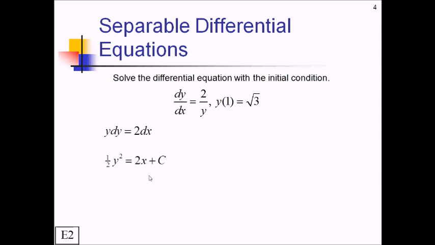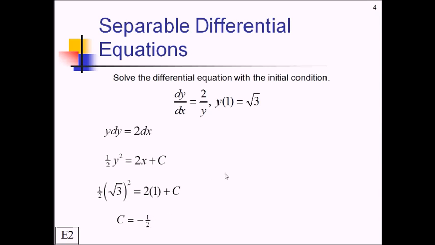Plugging in our initial condition now, we have 1/2 radical 3 squared on the left. On the right, 2 times 1 plus c. So radical 3 squared is just 3. This is just 3 halves on the left. On the right, we have 2 plus c. Subtracting 2 from 3 halves is going to give us negative 1 half. So there's our c value.